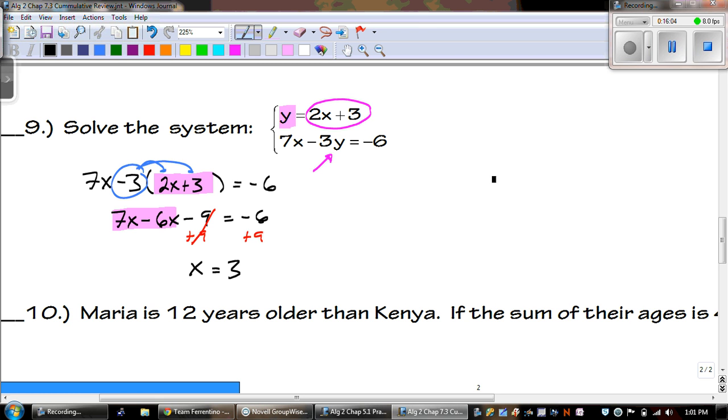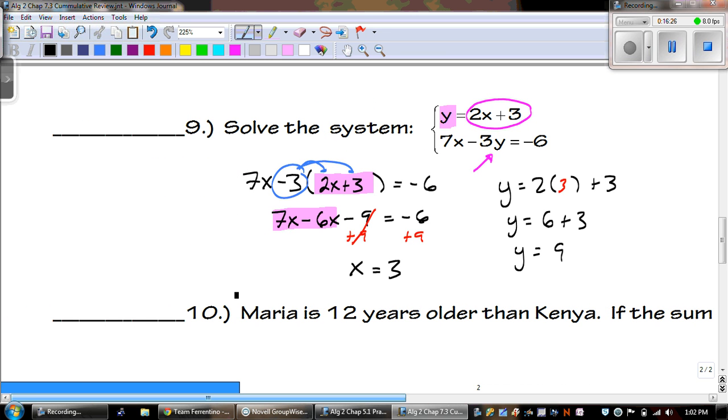And you're not done yet, because when you're solving a system, you're trying to find a point. So then we take our other equation, y equals 2 times x plus 3. Well, I know x is 3. And then we solve. 2 times 3 is 6, and 6 plus 3 is 9. So we get our answer of 3, 9.